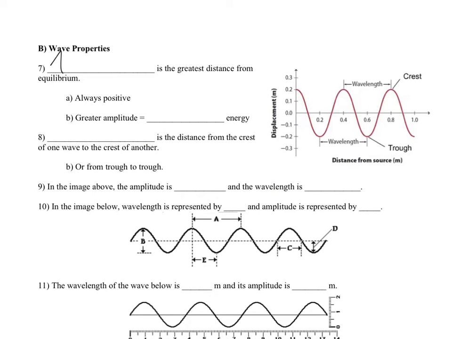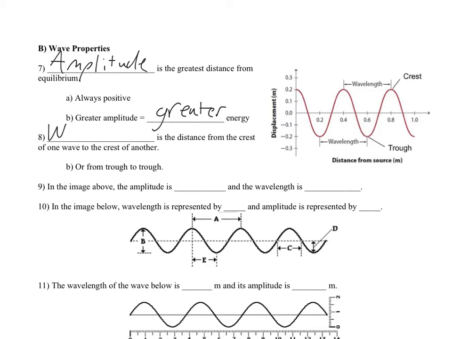So the amplitude of a wave is the greatest distance from equilibrium. It's always positive. And for any mechanical wave, greater amplitude means greater energy. Now that's different than light waves. Light waves, greater frequency is greater energy. But for any mechanical wave, greater amplitude, greater energy.